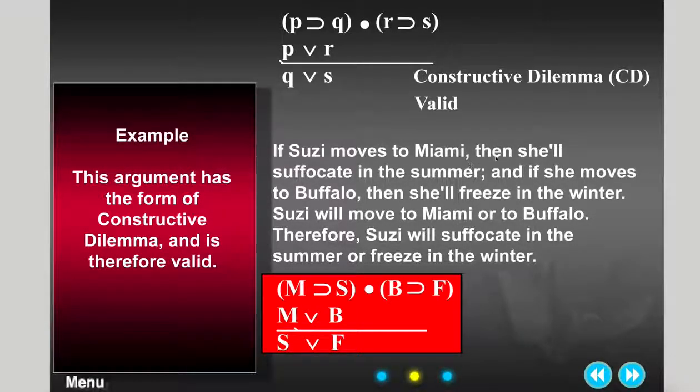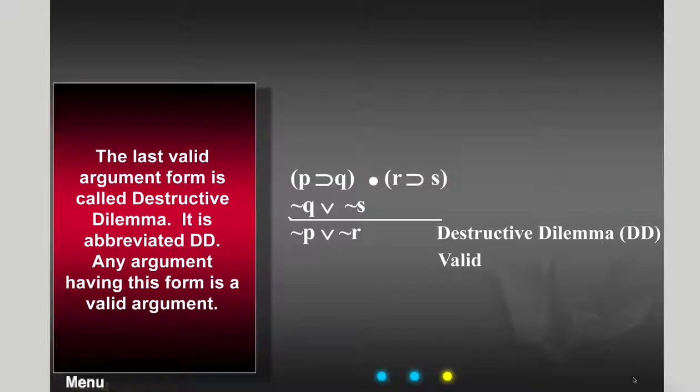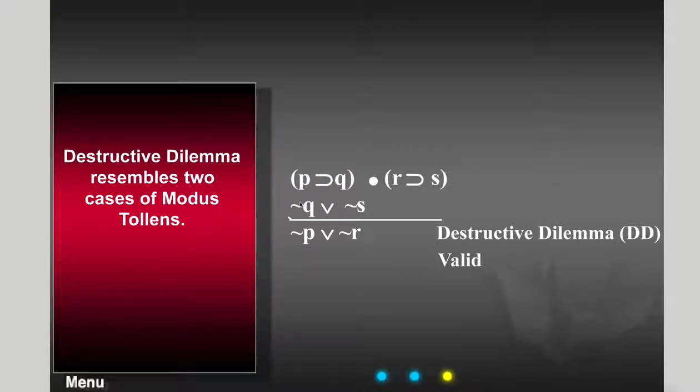If Susie moves to Miami, Miami is notoriously hot in the summer and muggy. But if she moves to Buffalo, she'll freeze in the winter. Buffalo is notoriously cold in the winter. Susie will move to Miami or to Buffalo. She's only going to go to one of these places. Therefore, she'll suffocate in the summer, or she'll freeze in the winter. One of these will be true. So this is true premises leading to a true conclusion. Okay. I don't think that one part is as complicated as it looks when you just speak it out loud, especially with an example. As complicated as it is, it makes sense.